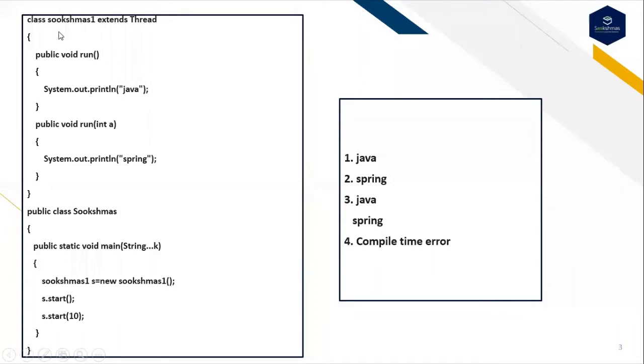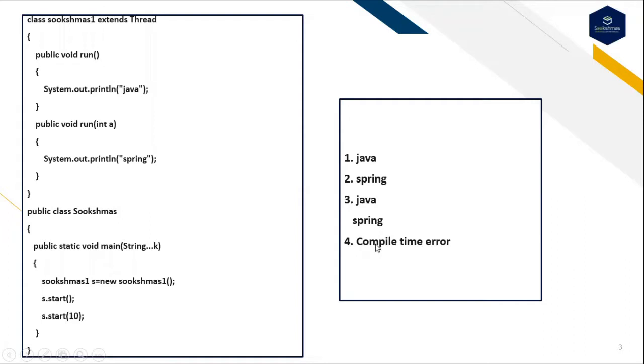This is the second code: class Sukshmas1 extends Thread, and here we have a run method, public void run. Here I'm trying to print Java, and there is another public void run that receives an integer type of parameter, where I'm trying to display Spring. Here we have one more class called public class Sukshmas, and execution of the program begins from the main method. Here I have created the object for the user defined class Sukshmas1, which extends the Thread class. Then using this reference, I'm calling start, and I'm passing 10 as an argument to the start method.